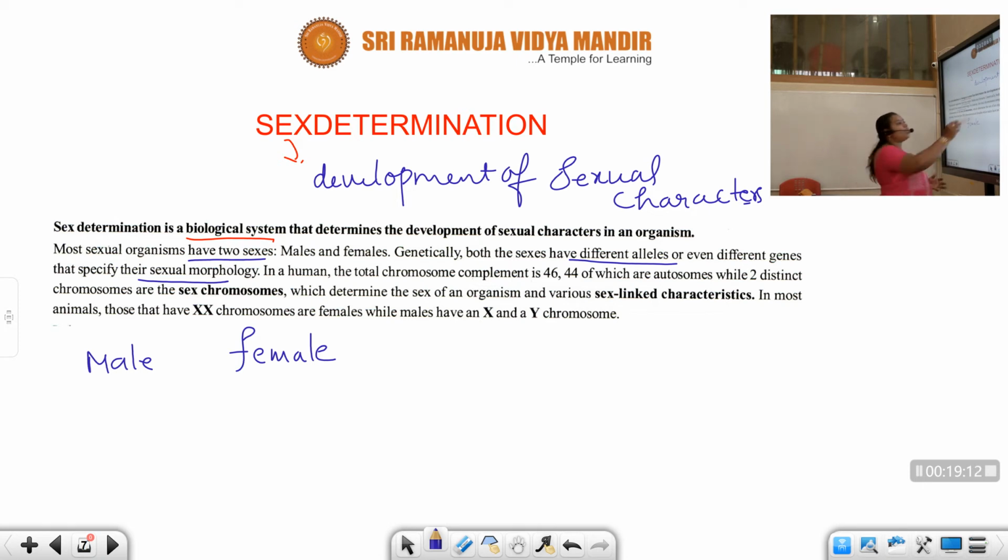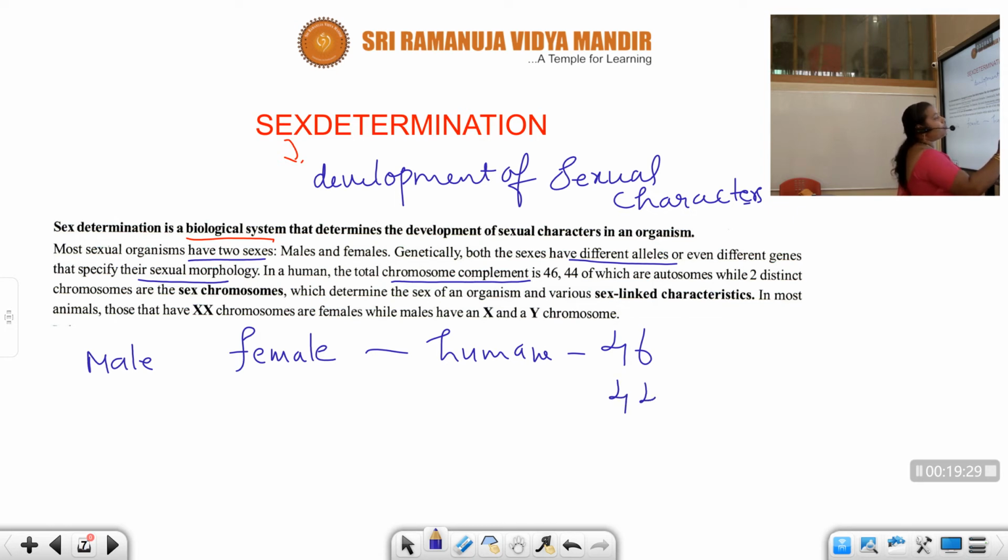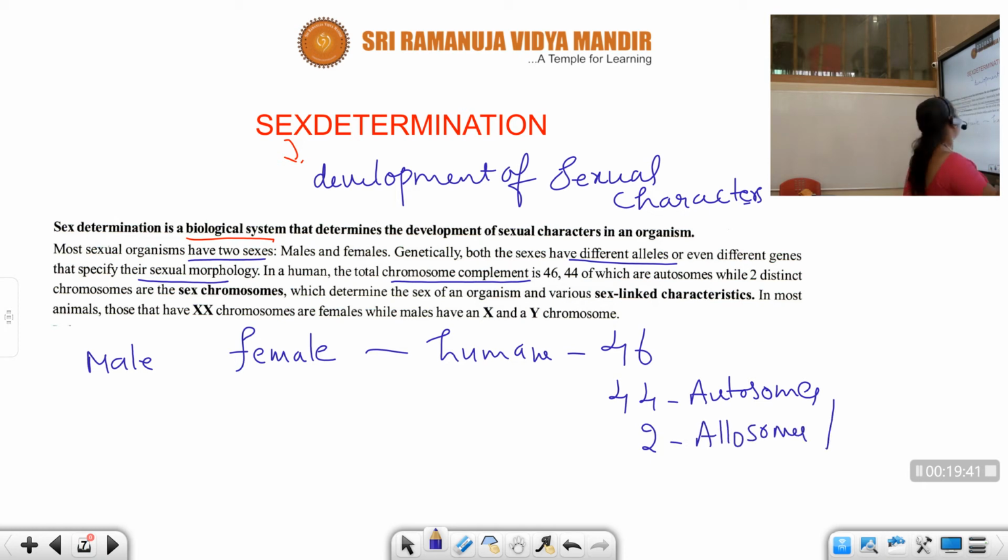And in humans, when we talk about humans, the total chromosome complement is 46 chromosomes. Out of 46, 44 are known as autosomes, whereas the remaining 2 are known as allosomes. It is also known as sex chromosomes, which determine the sex of an organism and various sex-linked characteristics.